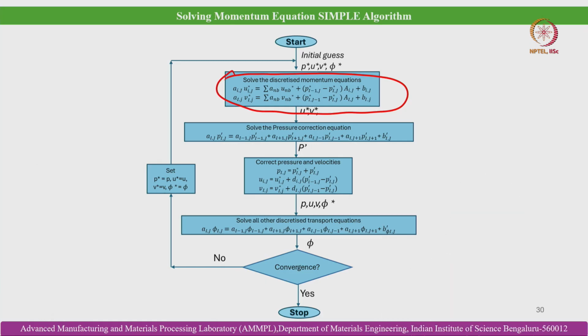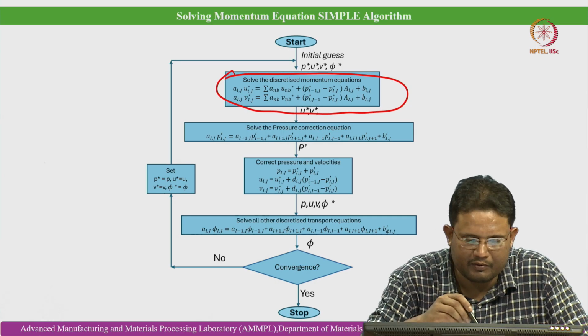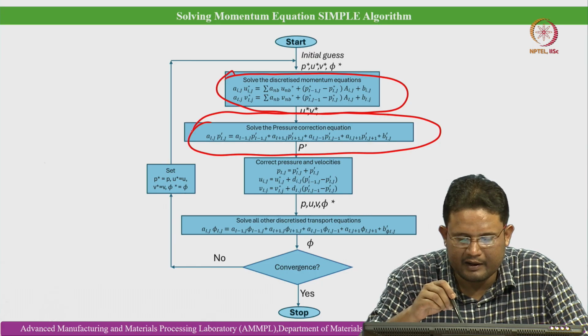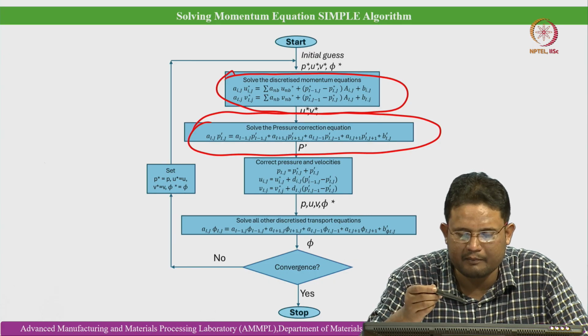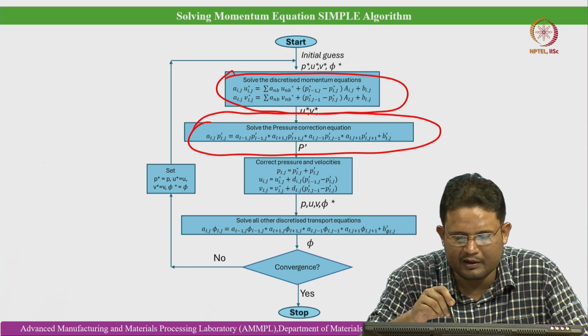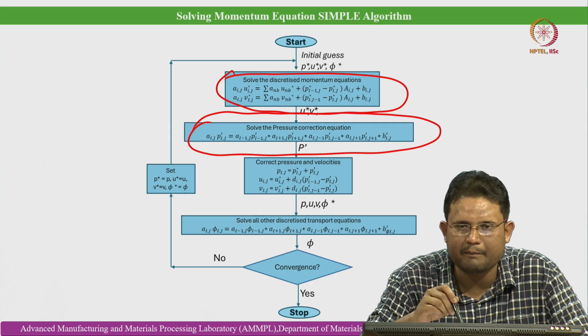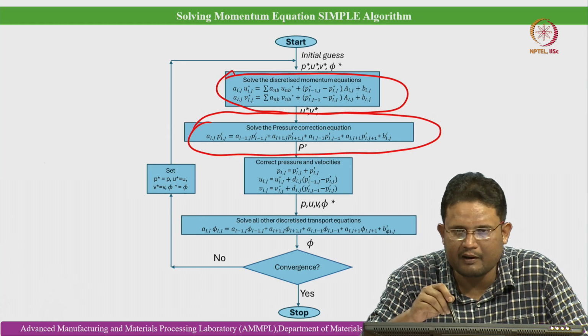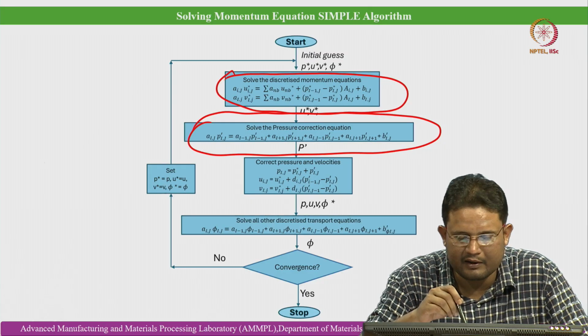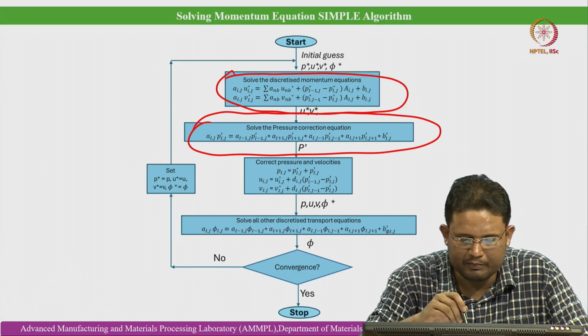And then from solving these equations we get the values of u asterisk and v asterisk, which are fed to solve the pressure correction equation, which is depicted over here. And after solving this pressure correction equation, we basically get the value of the pressure correction P prime, and then we correct the pressure and velocities using the estimated value of P prime. So basically we add P prime to the initially guessed value P asterisk, and then we get the actual pressure, that is P_I,J shown here.